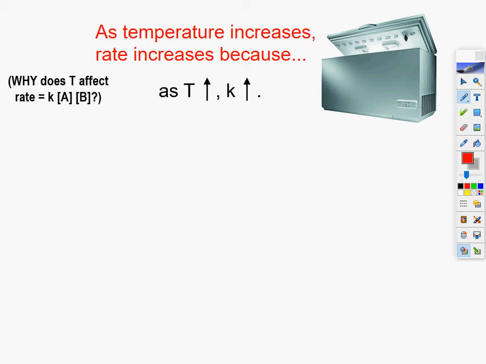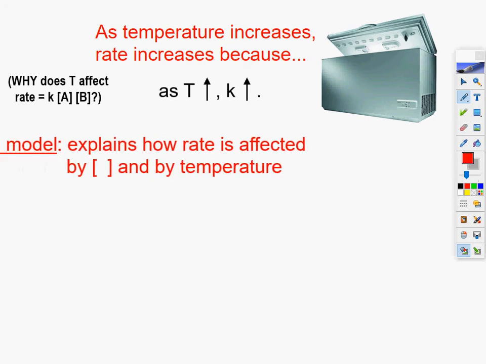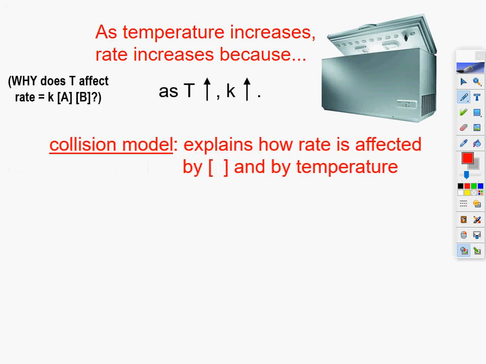Okay, as temperature increases, rate increases because the rate is k times A times B. As temperature increases, the rate is going to increase. We're going to have more collisions, right? The stuff you did for homework. The collision model explains how the rate is affected by concentration and temperature.